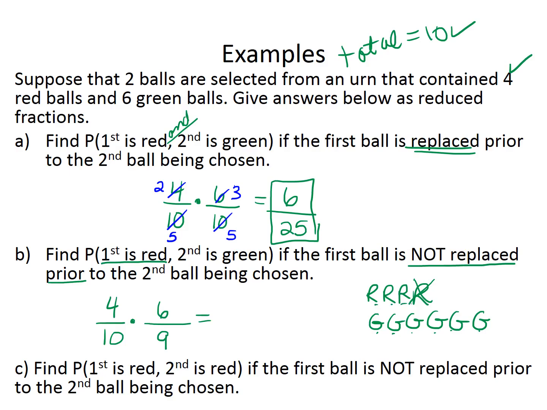So this is what we're going to do. Again, let's reduce before we multiply. 2 goes into this twice. 2 goes into that 5 times. Looks like 3 goes into this twice. 3 goes into this 3 times. And then let's multiply across. 2 times 2 is 4. 5 times 3 is 15.